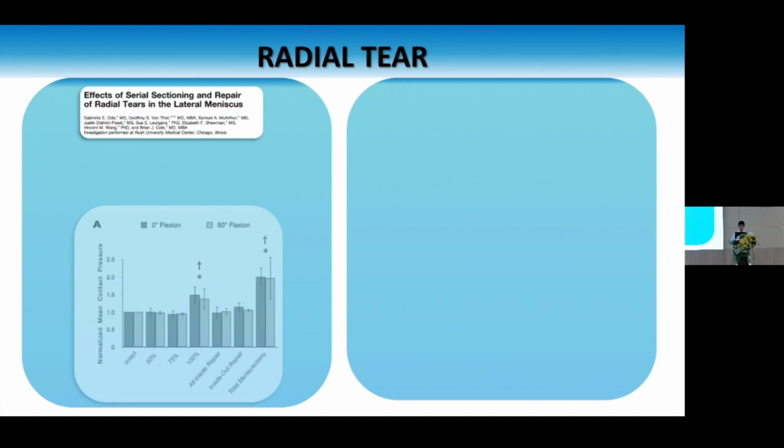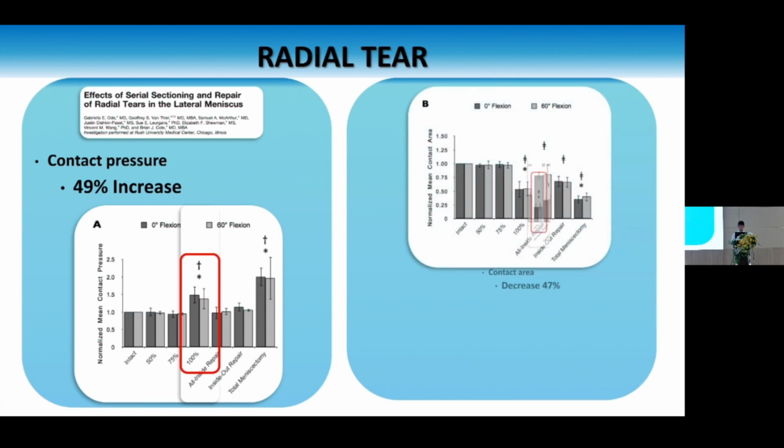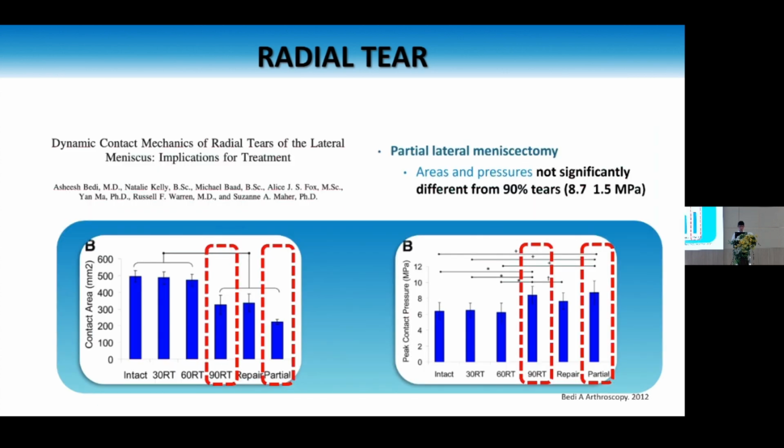The problem of the radial tear is that it alters the biomechanics of the knee. From this study, the complete radial tear increased the contact pressure by 49% and decreased the contact area by 47%. Moreover, a cadaveric study by Bedi showed that 90% circumferential radial tears increase the contact pressure and decrease the contact area, while the repair group decreased only the contact pressure. Also, partial meniscectomy doesn't change the contact pressure and area compared to 90% tears. This emphasizes the role of repairing the meniscus.